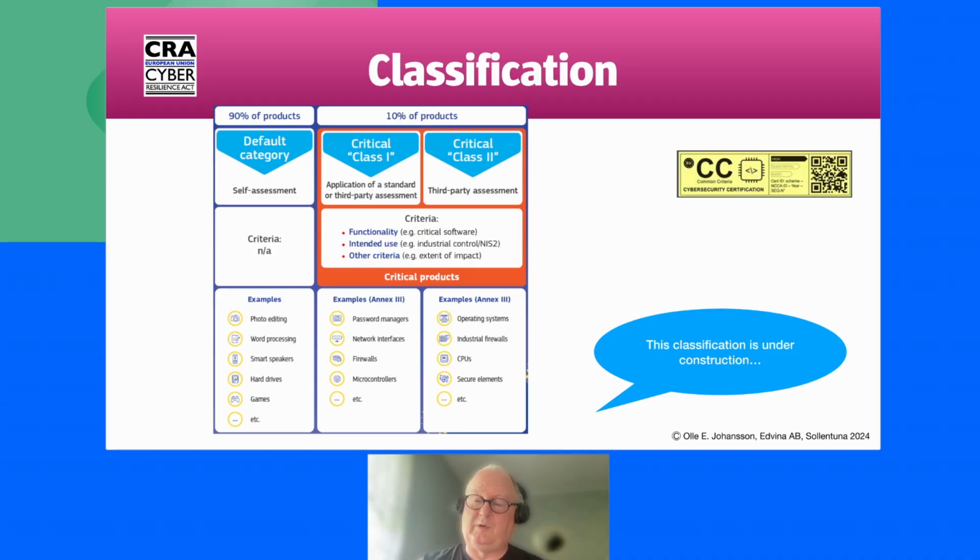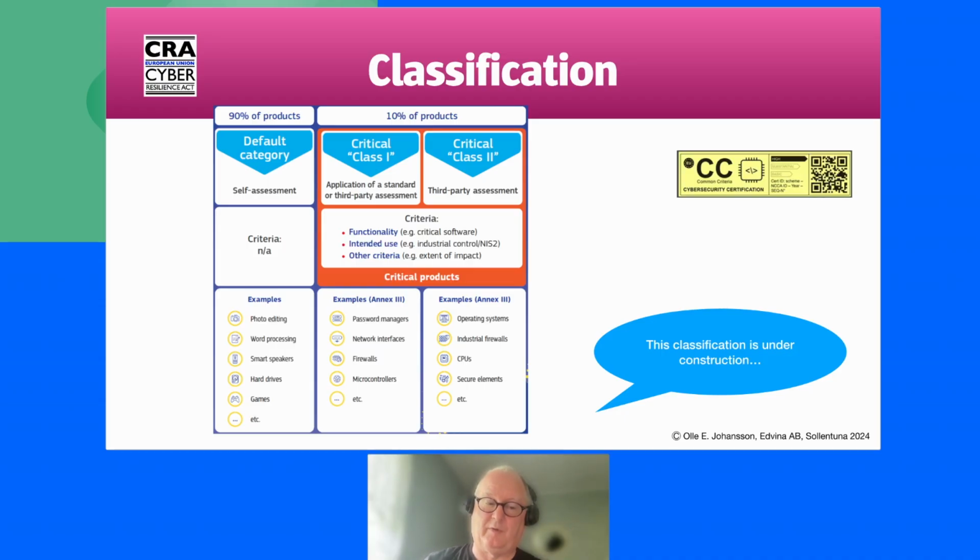But for a few critical systems in various classes, there will either be a third-party certification or an approval of other certifications as compliant with the Cyber Resilience Act. We've seen the first certification from the new certification scheme from the EU, which is called the EUCC, Common Criteria. That has been published because it's used also by other regulations in the EU. But expect the classification to change and change quickly.